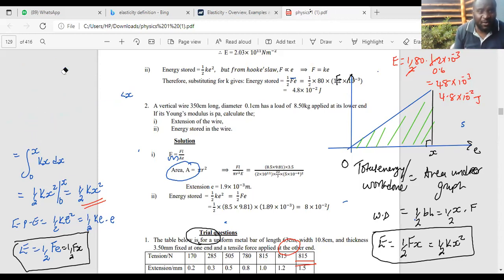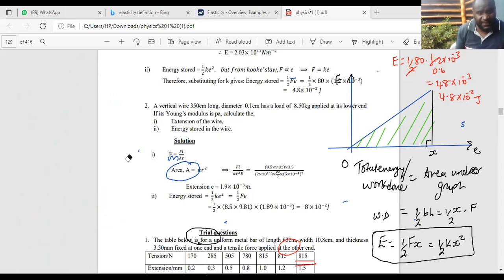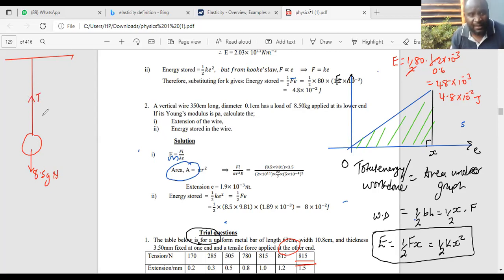It is a vertical wire, so it's a standing wire. When you're sketching, you sketch it vertically upwards, like this. This is the wire that has been assumed to be fixed up there. Then we have the body attached. This body has its weight. The body is 8.5 g newtons. The wire has a tension in it. My rubber band is acting as the wire. If originally the body was stopping here, then this is the extension which has been produced. We call it E. Sometimes we call it X. Okay? So this tension is the force in the wire.